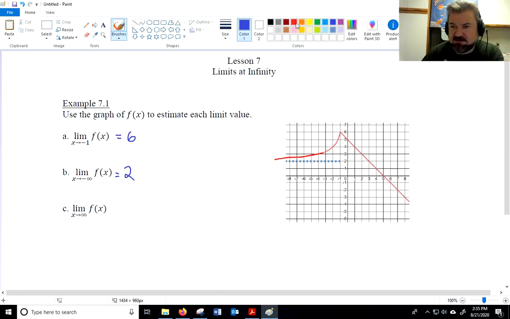Now the limit as x approaches positive infinity is this right hand behavior. You can see that the graph is just going to continue, or at least our best guess from the picture is that it goes down, to y values that are negative infinity. All right, so in a nutshell, that's the idea. That's what we're going to be doing. Let's take a look at another couple of examples.